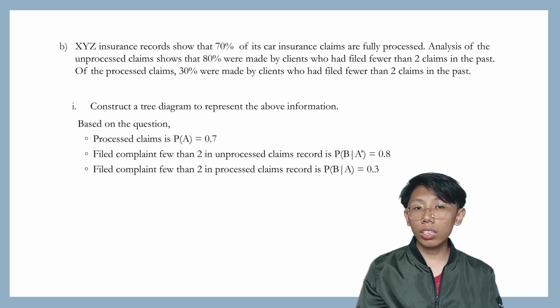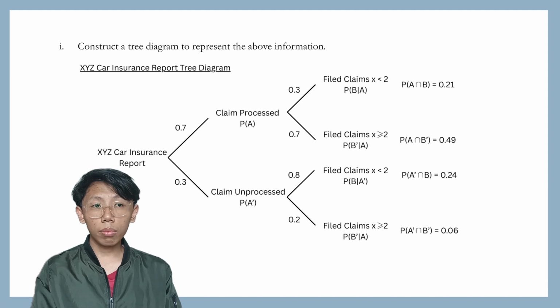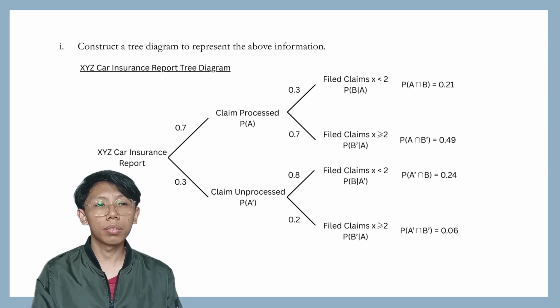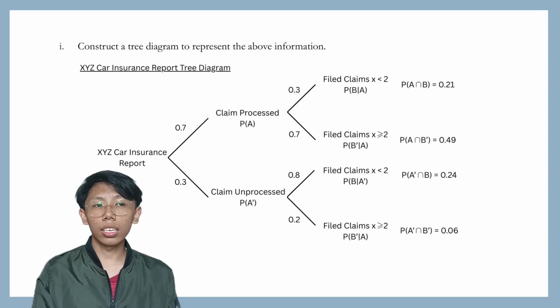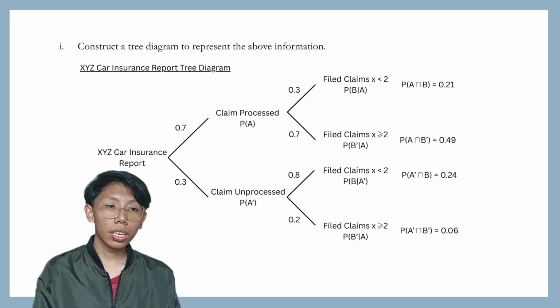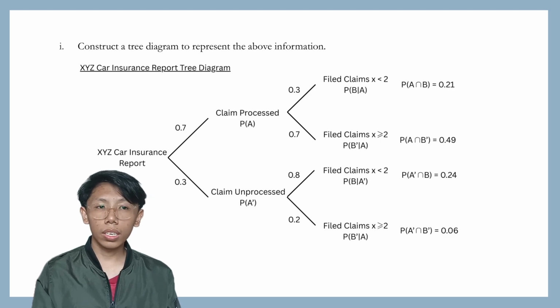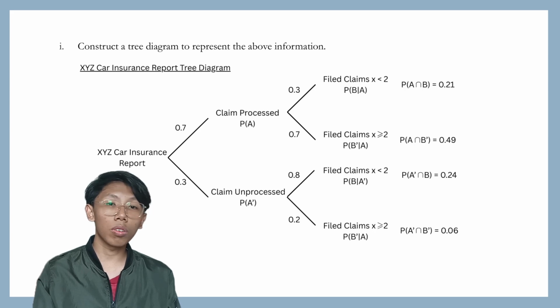Now we construct a tree diagram to represent the above information. Now this is the tree diagram of the first question. As you can see here, I have plotted all the information I already told. Also on the right side, I put P(A and B), the processed claim A and fewer than 2 claims. So 0.7 multiplied by 0.3 will equal 0.21.